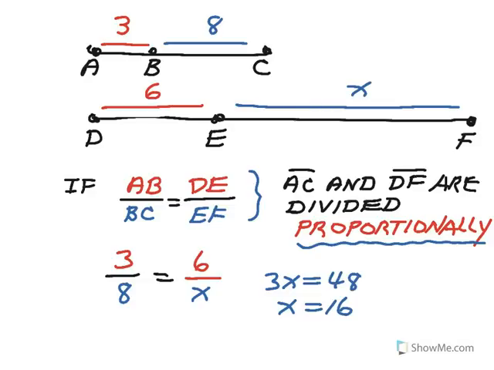And we could see that quite easily just looking across. If we just look here, 3 times 2 is 6, and 8 times 2 is 16. So proportions work, remember, horizontally, 3 is to 6 as 8 is to 16, as well as vertically. So those are proportional lengths.